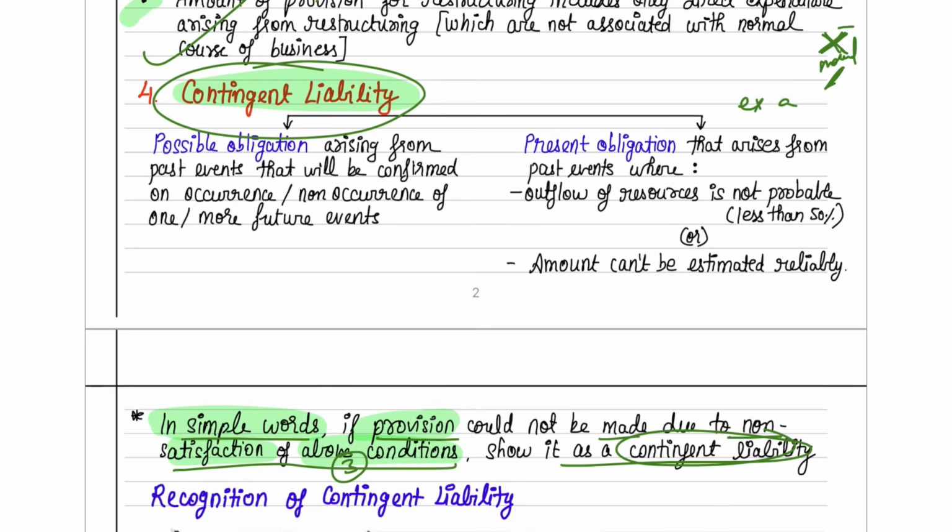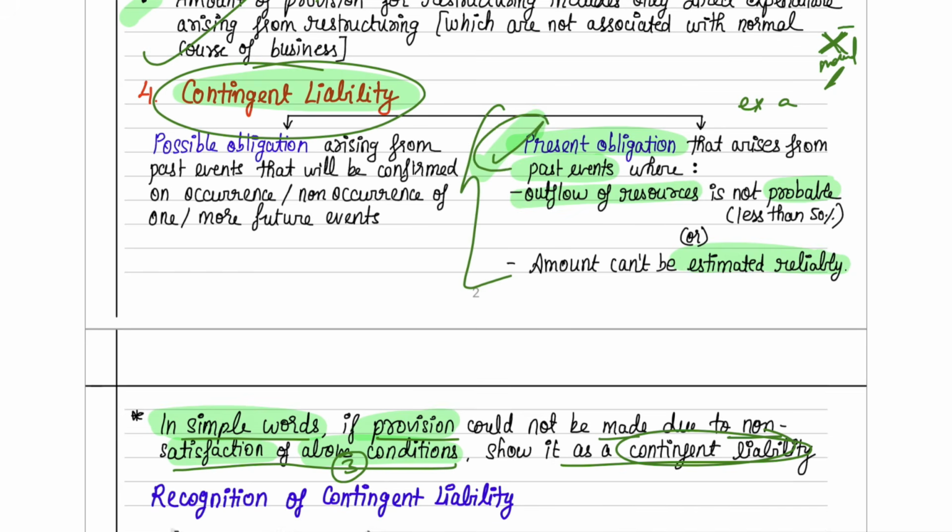Here they have expressed it in two forms. First, let's read this one. It is a present obligation arising out of past events. One condition is fulfilled here. What were the other two conditions? That the outflow of resources must be probable, that means more than 50% chance should be there, and the amount should be estimated reliably. If all these three conditions are met, it will become a liability.